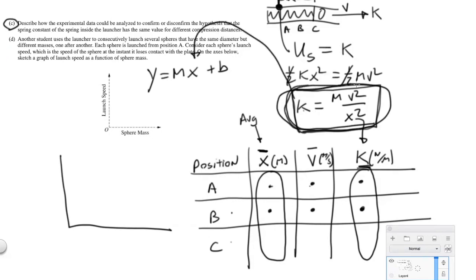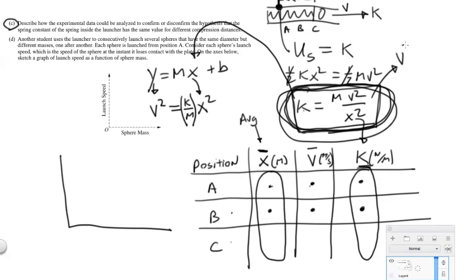So taking this equation, I'm going to put velocity squared on the y. So v squared is going to be on the y, which means on the x-axis is going to be x squared. And then this is going to be k over m. So all I did here is I took this equation and I solved it for v squared. If you solve this for v squared, you're going to get k over m times x squared. And this fits the equation of a straight line.